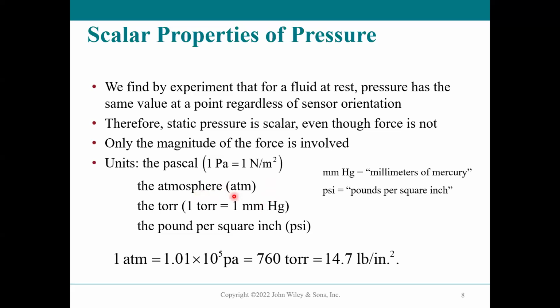And other units for pressure: this one is the atmosphere, ATM, and then the torr, which is 1 millimeter Hg. Hg is for mercury. Sometimes we use psi, pounds per square inch. And this one is the conversion number: 1 ATM is equal to 1.01 times 10 to the power 5 Pascal. Usually we use the Pascal in SI units, the international standard units. So usually you use this one.